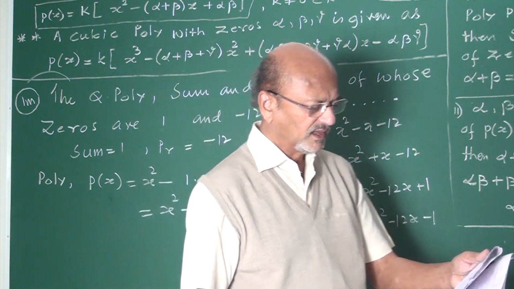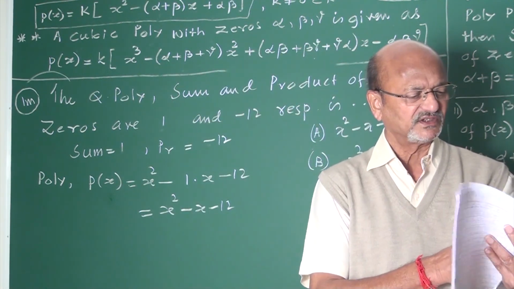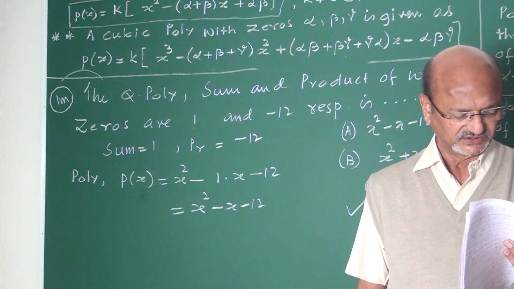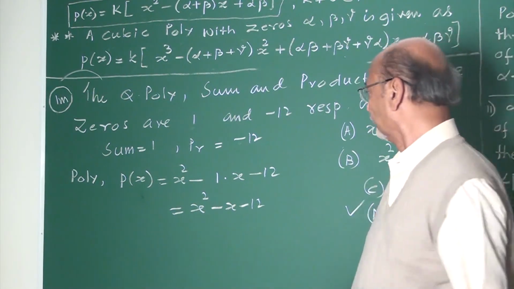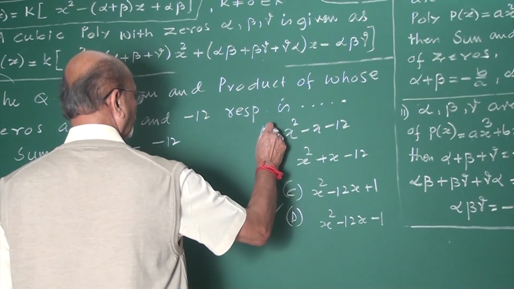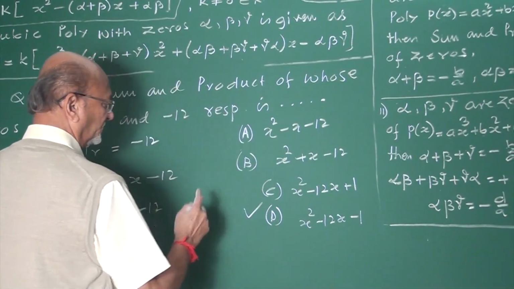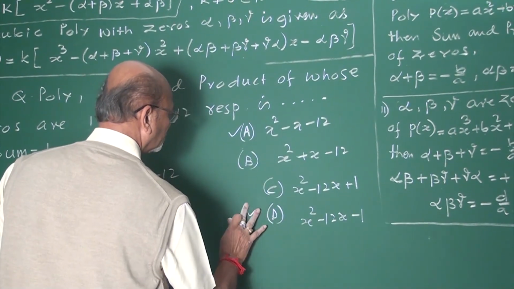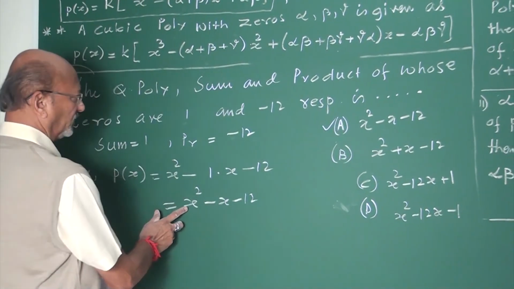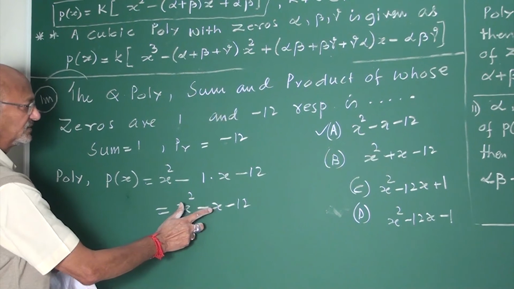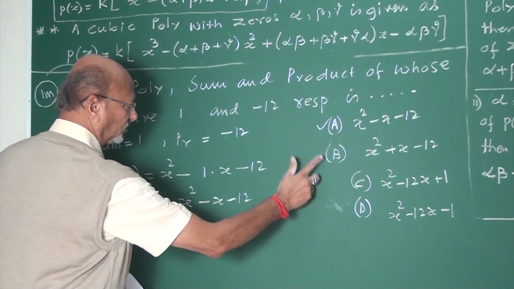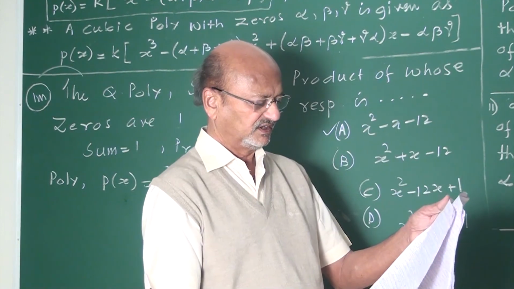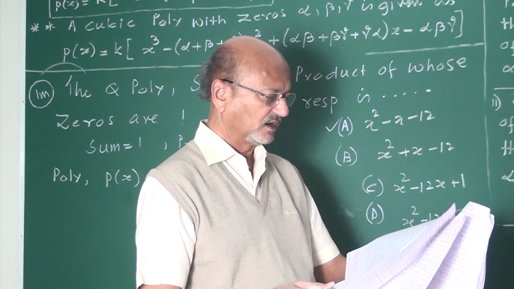Like that, the same examples, the examiners will give like this. Answer is x square minus x minus 12. Yes, my friend. Answer is A. X square minus x minus 12. Answer is this, my friend. Not this. Not this. That A is the answer. Yes, my friends. I will see if there is another example.